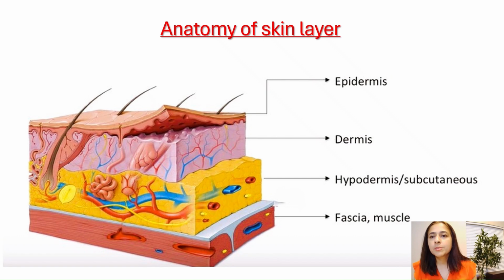This is the anatomy of the skin layer, and it has the layers like epidermis, and underneath the epidermis there is a dermis, and under the dermis there is hypodermis, which is also called subcutaneous or subcu, and underneath the hypodermis there is fascia or muscle. And this picture helps to understand where each of these layers lies.